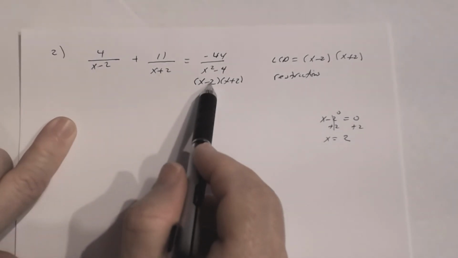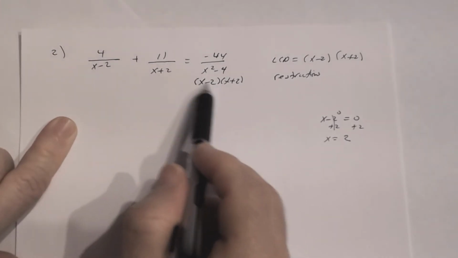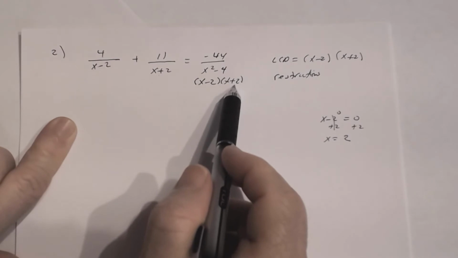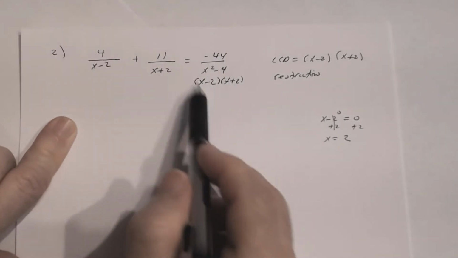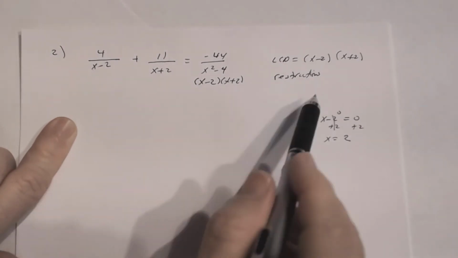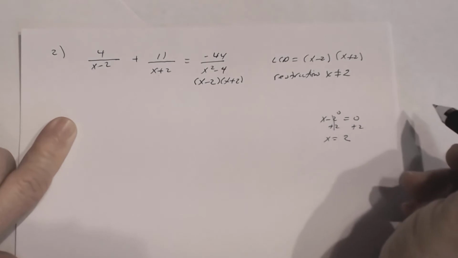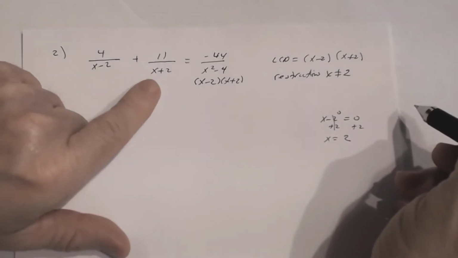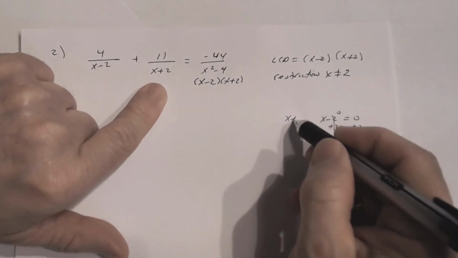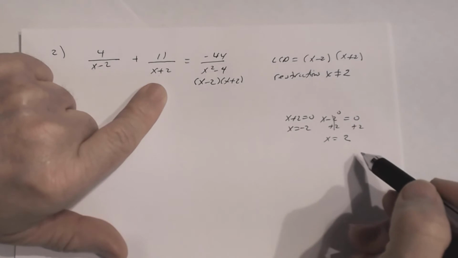Same thing here. If I substitute 2 here, notice 2 minus 2 is 0, and then 2 plus 2 is 4, so 0 times 4 is still 0, right? So that's undefined. This expression here would be undefined. So that's one of your restrictions. So one of my restrictions is that x cannot be equal to 2. If I do the next distinct factor that I see, I get x plus 2 equals 0. And so in this case, x equals negative 2, and I solve for x.